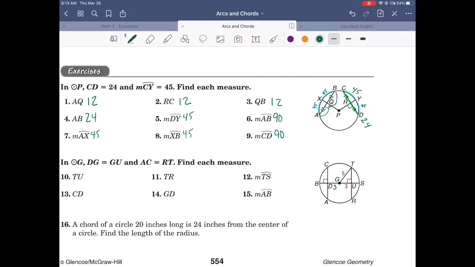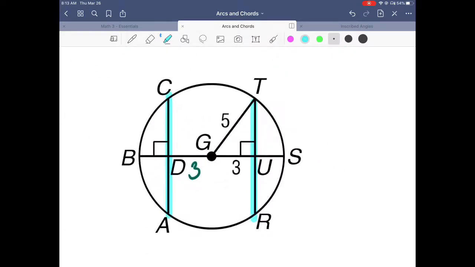We also know that AC, we don't know what the length is, is congruent to RT. So I'm going to mark them so I remember. AC is congruent to RT. We're going to find each measurement. So if I zoom in, I notice right here, I'm not going to use that, I'm going to use this.